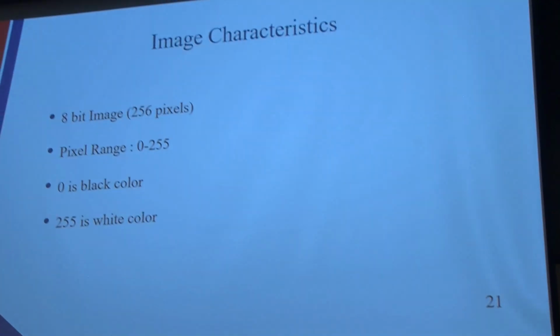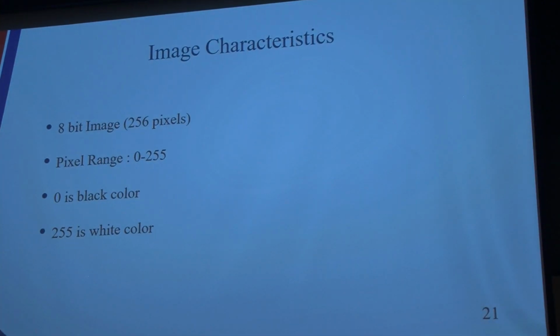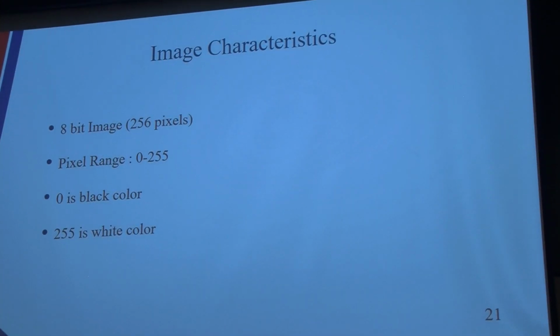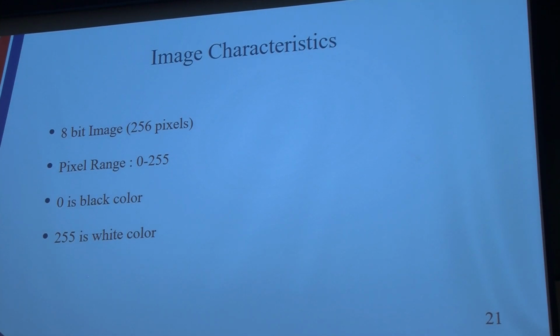Now the image characteristics. We are going to use an 8-bit image, which means there is a pixel intensity range of 2 to the power 8, so 256. It starts from 0, so it goes up to 255, where 0 is the black color and 255 is the white color.